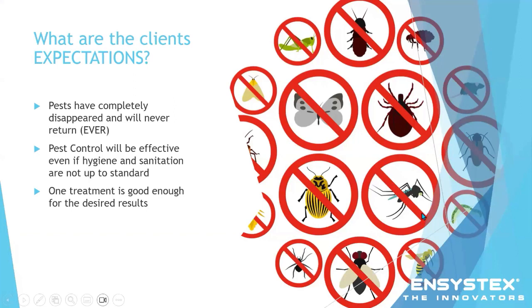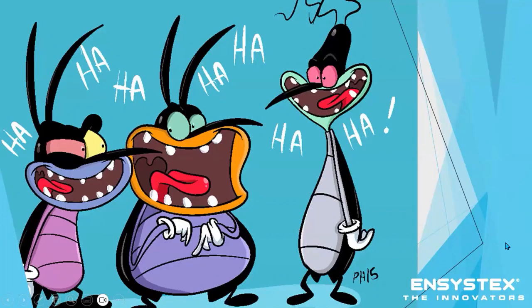Okay, so they expect one treatment and the pest will not return ever. They expect pest control to be effective even if hygiene and sanitation is not up to standard. They expect that one treatment will sort their problem out, also forever. We often deal with these difficult situations when we treat our clients. Even if you're not physically there, your PCOs are on site, you deal with the calls later, or your receptionist deals with it, and then you deal with it eventually. You can do the next slide for us.